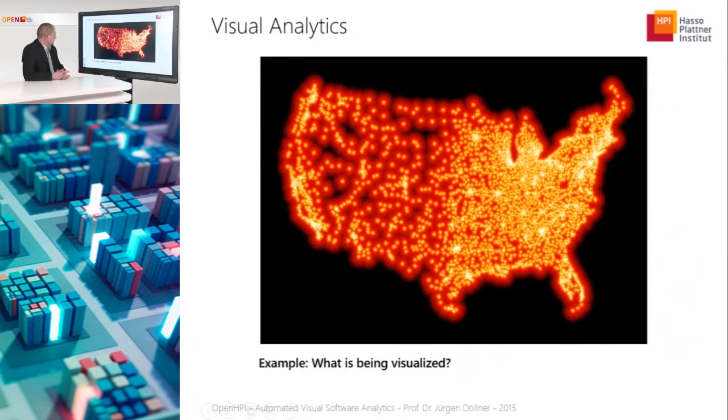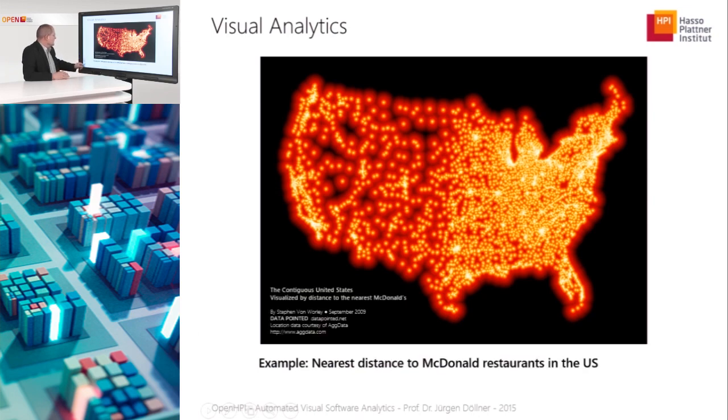Have a look at this example. What is being visualized? Think for one moment, what could this be? Of course, it's a geographic region, the US. This can easily be detected. But what about the represented information by these little cells, these Voronoi cells? It's a map that shows the nearest distance to a certain restaurant in the US. And once we know about this, we can read this visual representation.